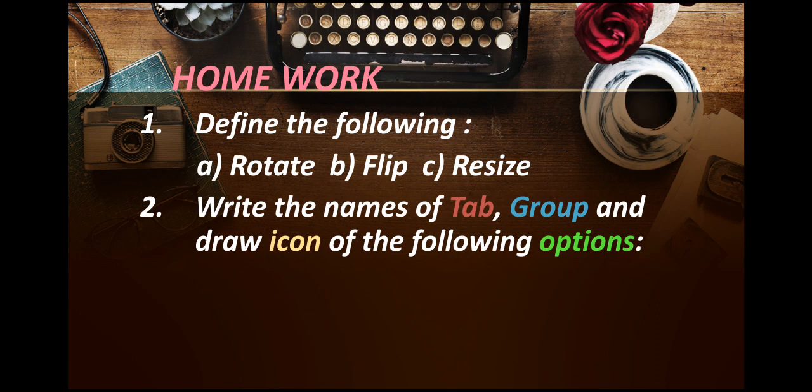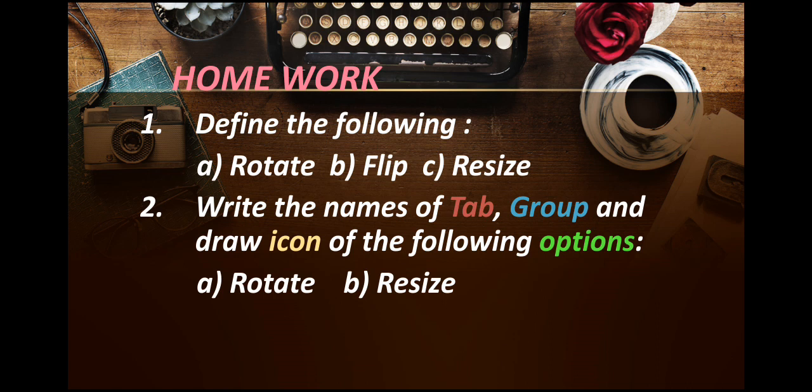First, you have to make 4 columns. First, with the heading of options that are given in the question: A. Rotate and B. Resize. In the second column, write the heading of the tab. Write the tab name that is clicked for these options. And the third column with the name of the group.